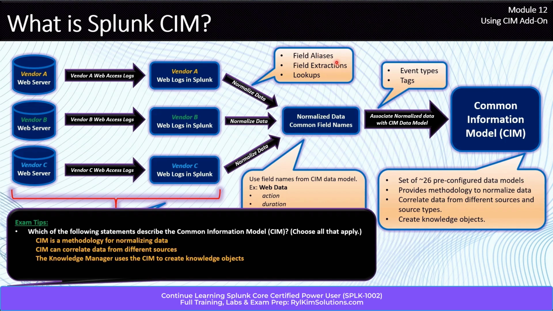We've already seen field aliases. We've seen field extractions, lookups, event types, tags. Those are actually knowledge objects that we discussed before. So that's why you can see here that the knowledge manager can actually use the CIM to create knowledge objects. And then the CIM is an app that can coexist with other apps on a single Splunk deployment. So the CIM is just an add-on. Sometimes we can call add-ons apps as well. And you say that it can coexist with other apps. So it's not like when you have a Splunk instance and you install apps there, you can no longer install the CIM, or if you install the CIM, you can no longer install other apps. It's just like another app and can coexist with different apps on a Splunk instance.